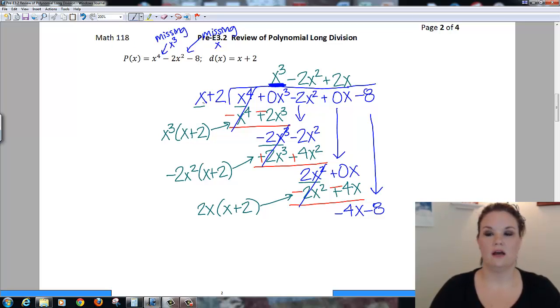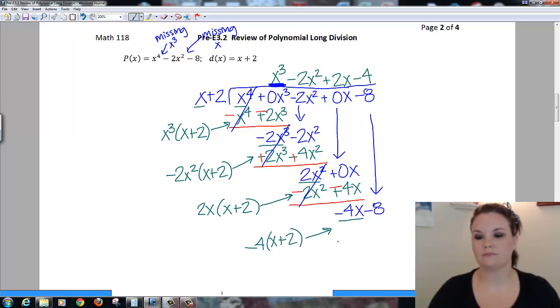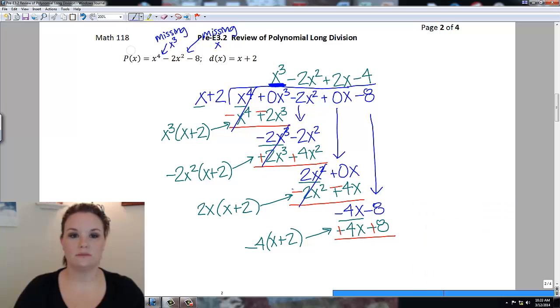I look at my leading term, which here is an X. What do I have to multiply X by to make it look like negative 4X? I need to multiply by negative 4. I don't need an X because I already have one. So I'm going to do negative 4 times my divisor, which is X plus 2, and write that here. Negative 4 times X is negative 4X. Negative 4 times positive 2 is negative 8. Then I draw my line and change my signs so they both become positive. My first term cancels, and my second term, when I combine them, leaves me with a 0.